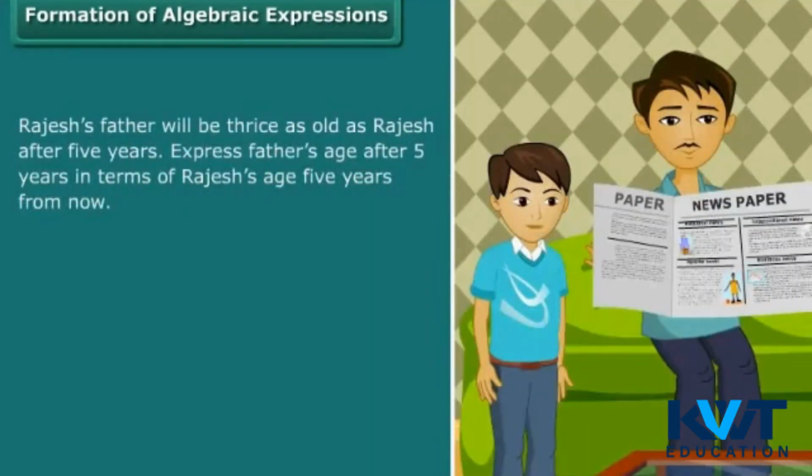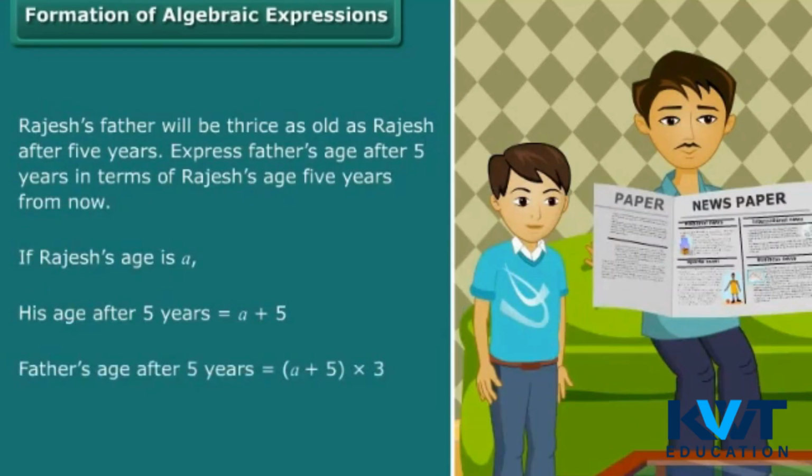Rajesh's father will be thrice as old as Rajesh after 5 years. Express father's age after 5 years in terms of Rajesh's age 5 years from now. If Rajesh's age is a, his age after 5 years is equal to a plus 5. Father's age after 5 years is equal to (a plus 5) into 3.